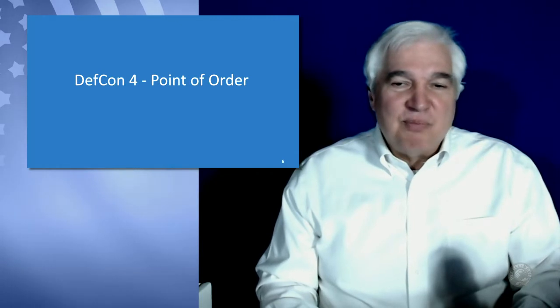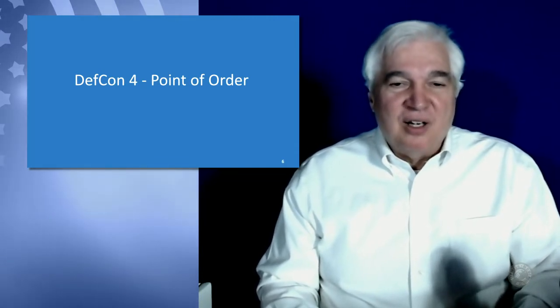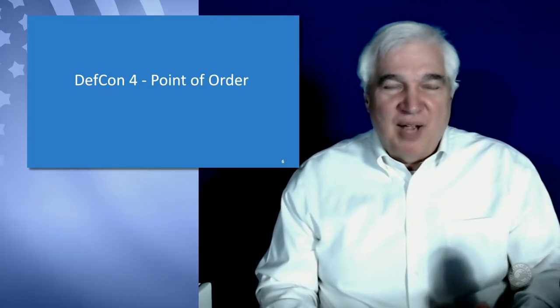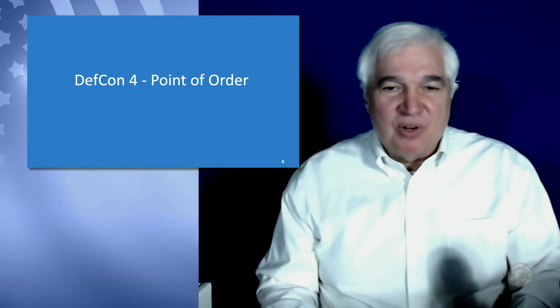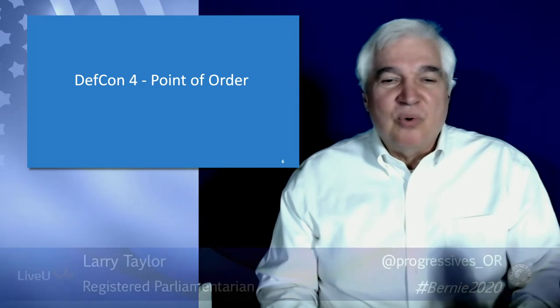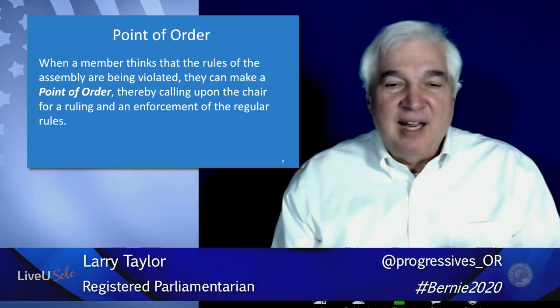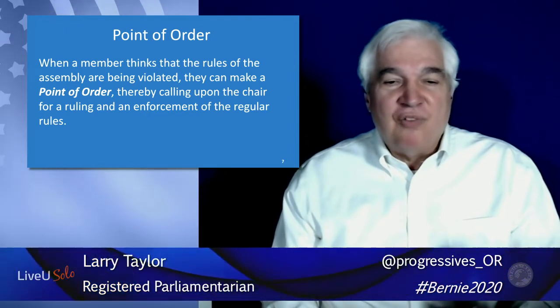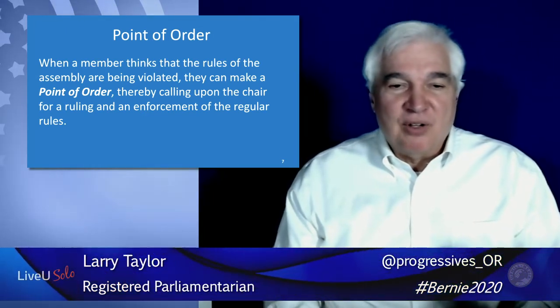DEFCON 4 is point of order. This is your basic tool when something goes awry, that you as a member of the assembly can invoke. When a member thinks that the rules of the assembly are being violated, they can make a point of order, thereby calling upon the chair for a ruling and enforcement of the regular rules.